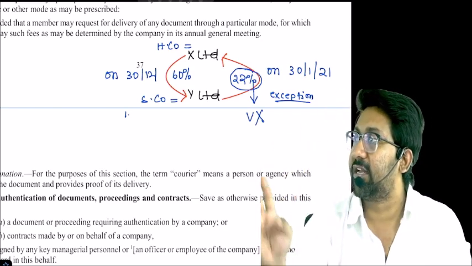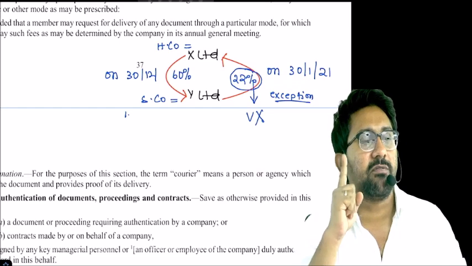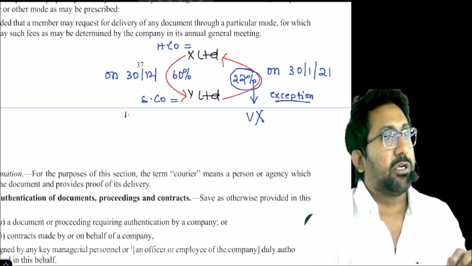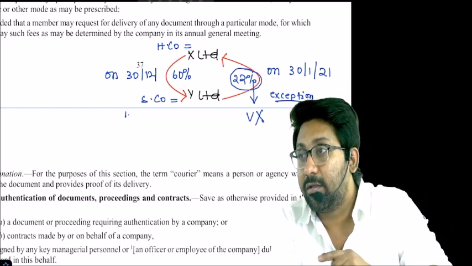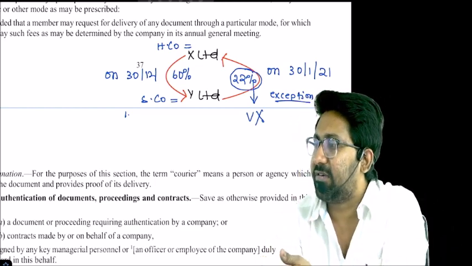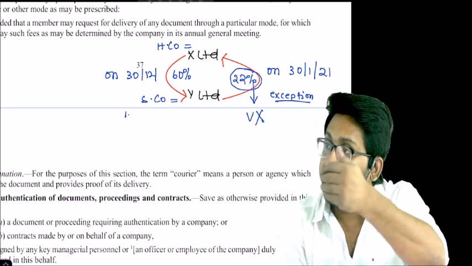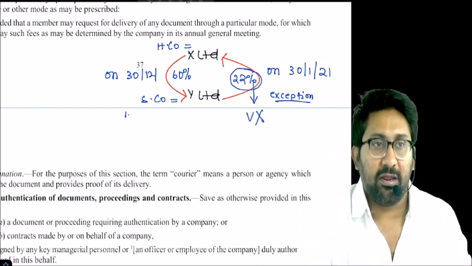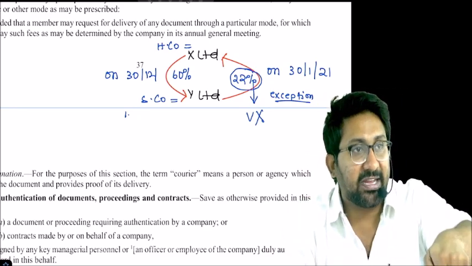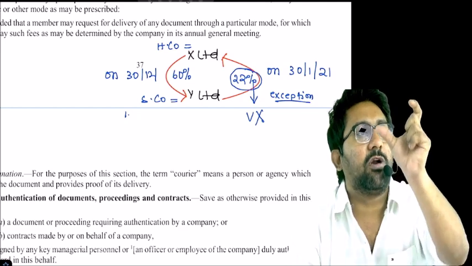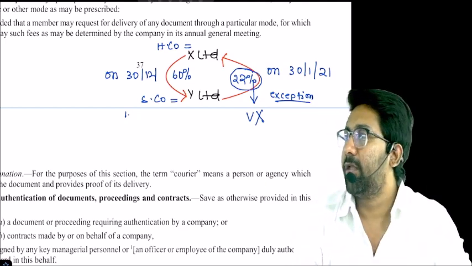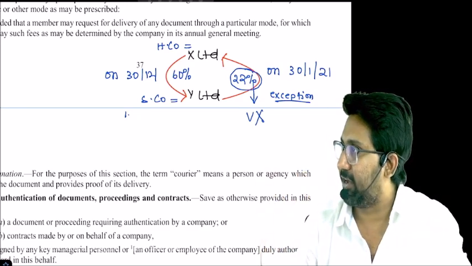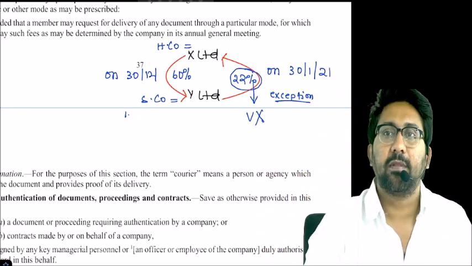How many exceptions are there? 3. Exception number 1. I will give exception to that percentage of holding which was acquired by Y Limited even before it became a subsidiary. Number 1. However, in that case, the percentage of holding whatever you have, on that will you get voting? No voting? Next point also over.